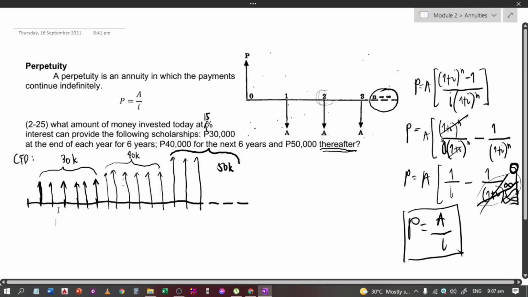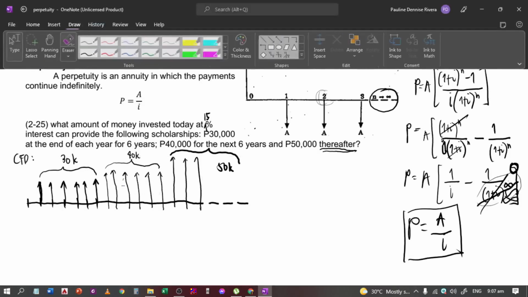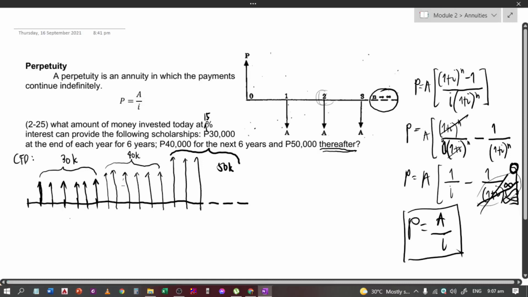Okay. Tapos, ang hinahanap natin is yung investment. That is the present worth. So, magkano yung in-invest at year 0 para makakuha ka ng gantong withdrawal. So, 30,000 sa first 6 years. Tapos, 40,000 sa next 6 years. And then, 50,000 sa mga susunod na taon. So, magkano dapat yung investment mo at 15% interest.